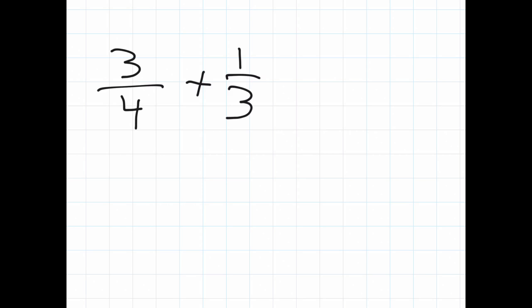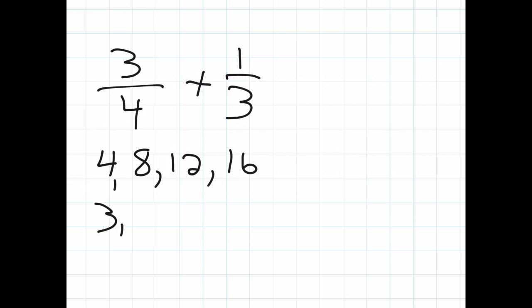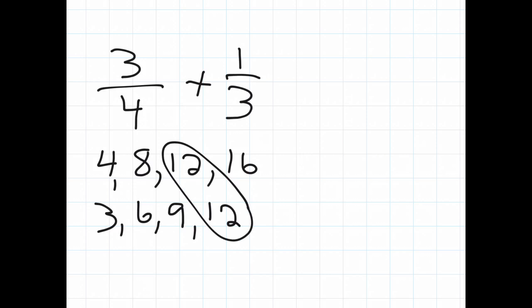So we take the multiples of 4 and 3. Well, the multiples of 4 are 4 times 1, 4. 4 times 2 is 8. 4 times 3 is 12. 4 times 4 is 16. Then we take the multiples of 3, which are 3. 3 times 2 is 6. 3 times 3 is 9. 3 times 4 is 12. And I'll stop there because we have a common denominator, 12.